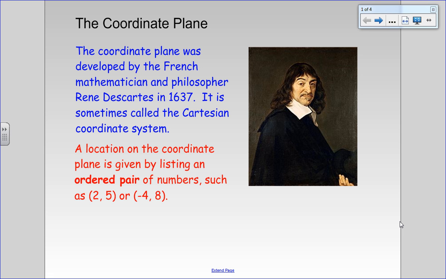The coordinate plane was developed by the French mathematician and philosopher René Descartes in 1637. In reference to him, it is sometimes called the Cartesian coordinate system. A location on the coordinate plane is given by listing an ordered pair of numbers, such as (2, 5) or (-4, 8). Note that an ordered pair is written in parentheses with a comma separating the two numbers.